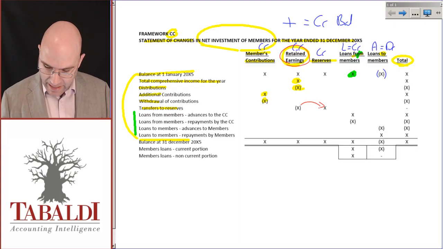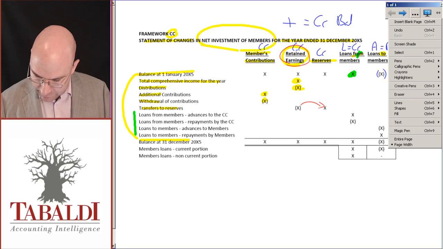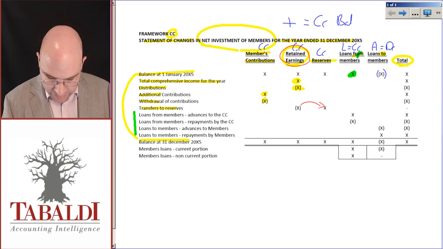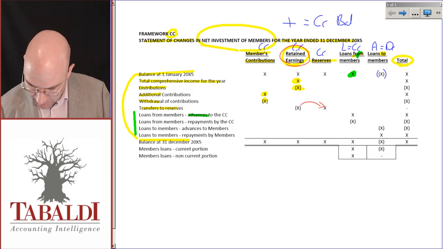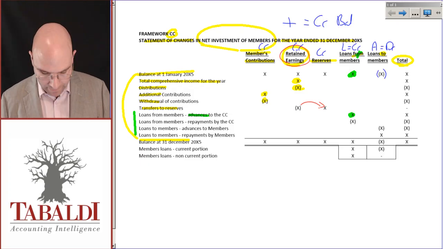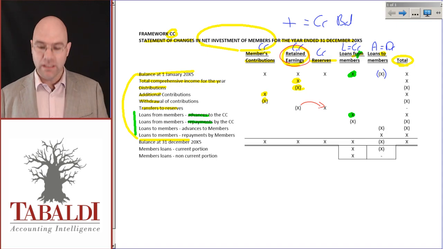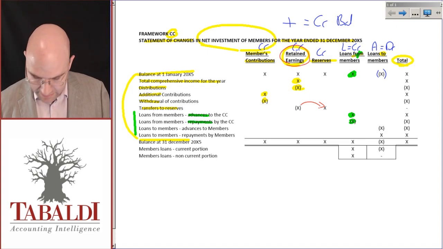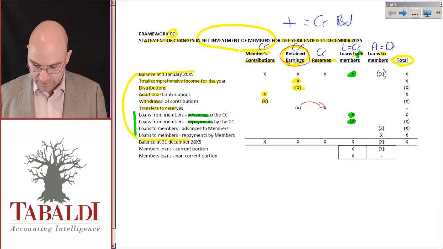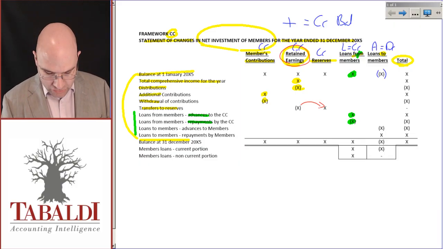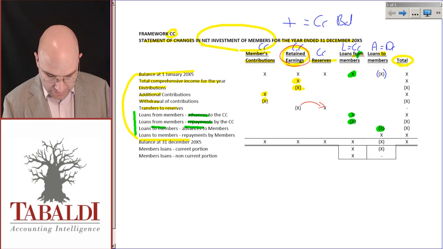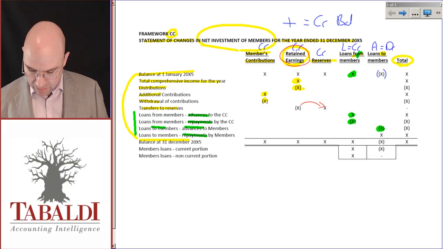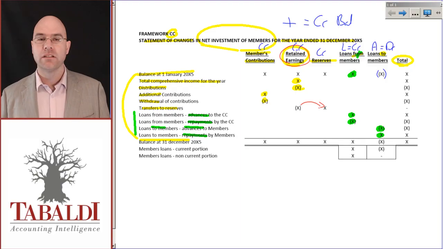Now if I have a loan from a member and the member advances more money to the CC, the credit gets bigger. So we'll credit it, make it bigger. If there's a repayment by the CC, we make the liability smaller, it's a negative. And then loans to members, that's an asset, so advances to members make the debit bigger. If there's a repayment by a member back to the CC, it makes the asset smaller.